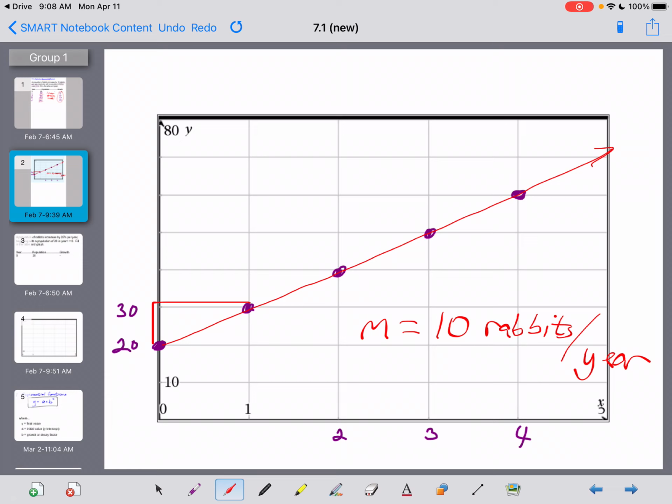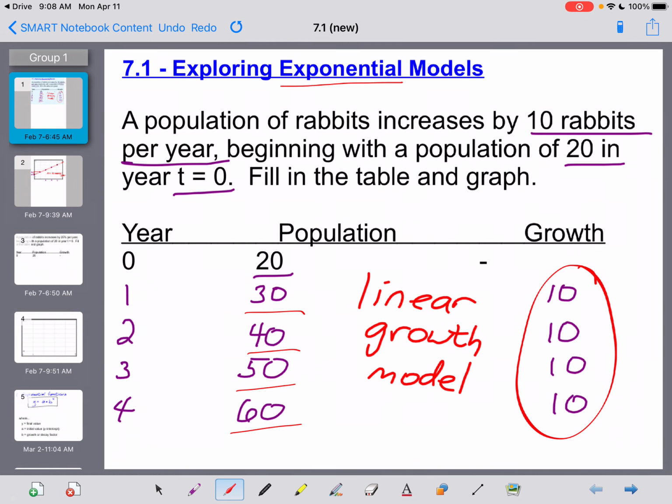As simple and as easy as it was, it's really not very realistic. Anything we're talking about in the natural world that reproduces, whether it's an animal, a plant, a bacteria, anything like that, tends to not just add the same number of population every year, but tends to be based more on a percentage. A larger population is going to typically have more growth in 1 year than a smaller population.